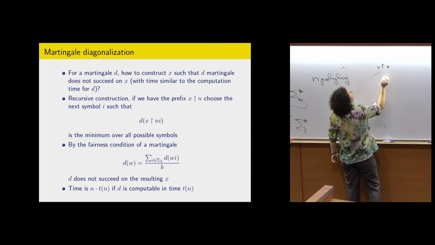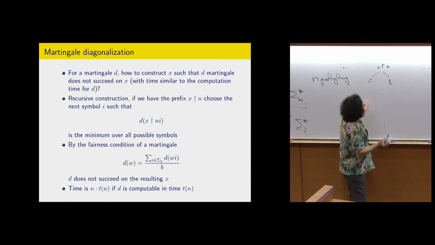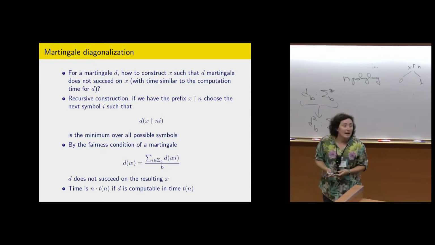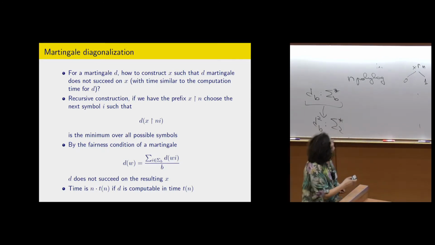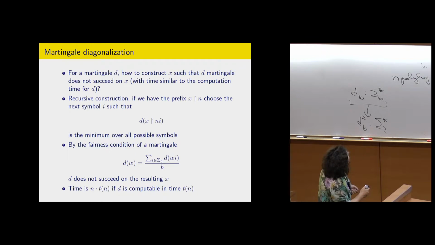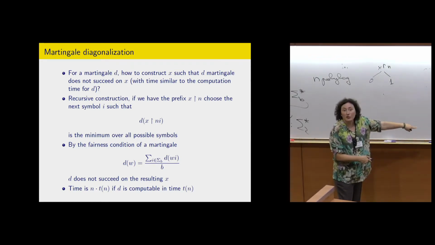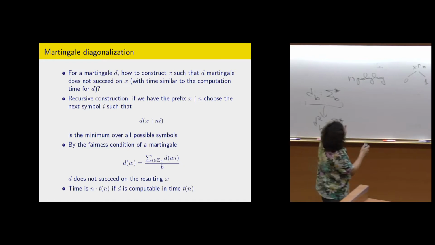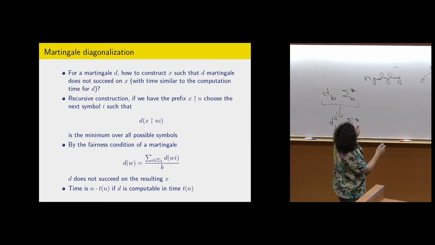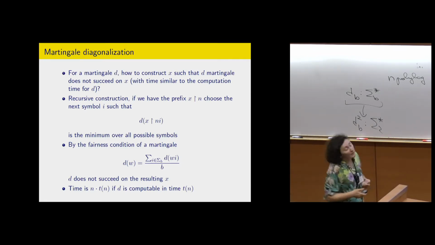You need to choose the next symbol to be 0 or 1, because this is binary. You choose the one that gives you a smaller value. In that way, you make sure that the resulting infinite path is bounded. So you don't succeed. And the time you need for this is approximately, if for computing this martingale unit time t, you multiply by a linear bound. Of course, you don't want that.